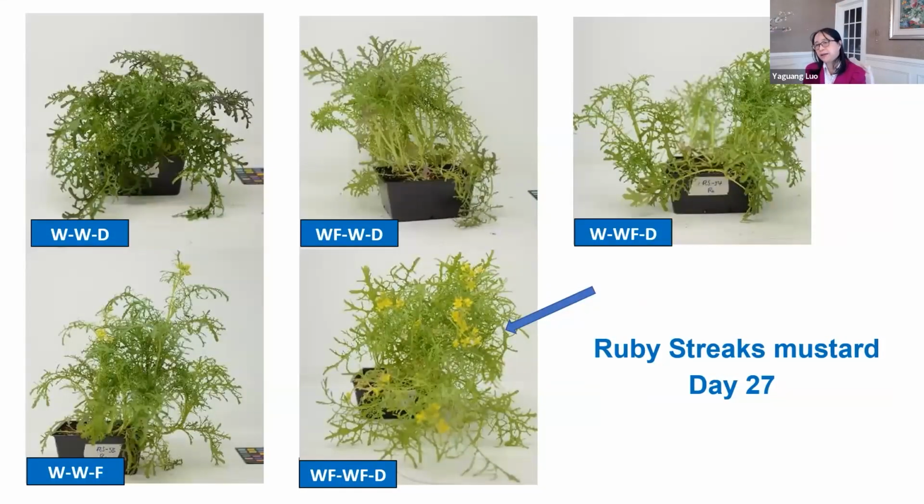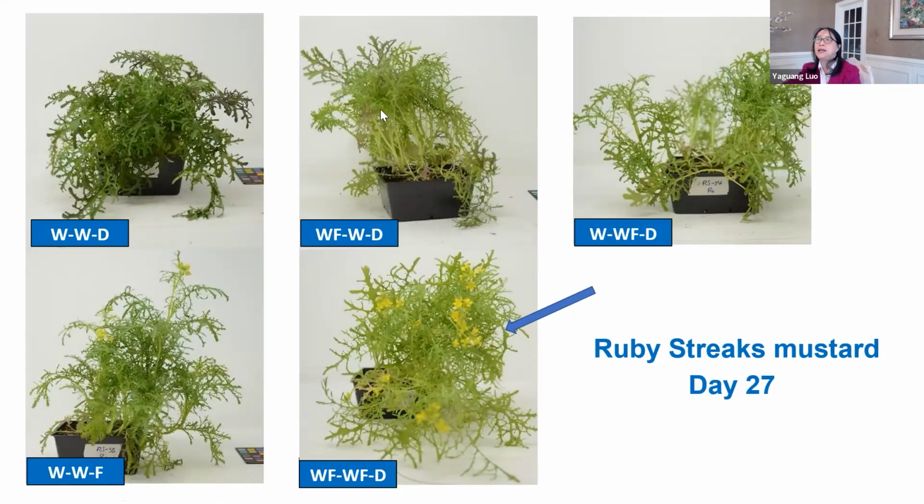Forward to day 27, when the ruby streak reached the flowering stage, we saw a very significant difference among the treatments. As you can see here, with the far red followed by dark, and the far red and white combination followed by dark, we had a lot of flowers. And the one with far red replacing dark, we also saw flowers. But the control, which is white, white, dark, we did not see anything yet, not even a floral bud.